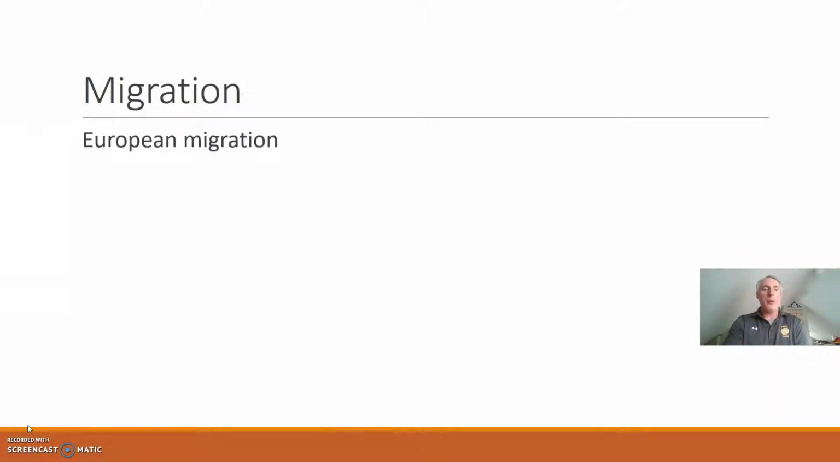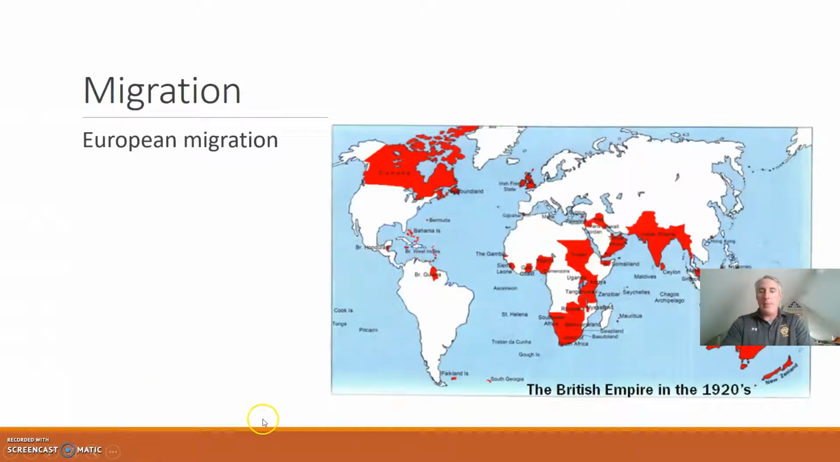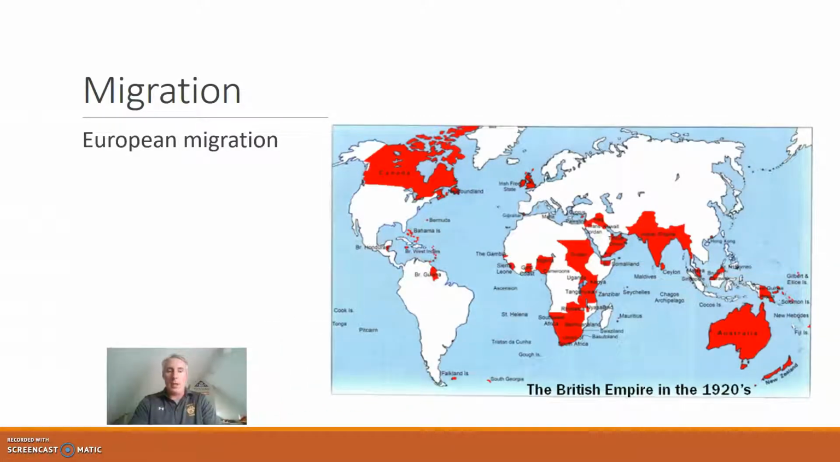Some of the movement was European migration. Now, you look at the map. This is the British Empire in the 1920s. And I remember the old saying, the sun never sets on the British Empire. And it was absolutely true.